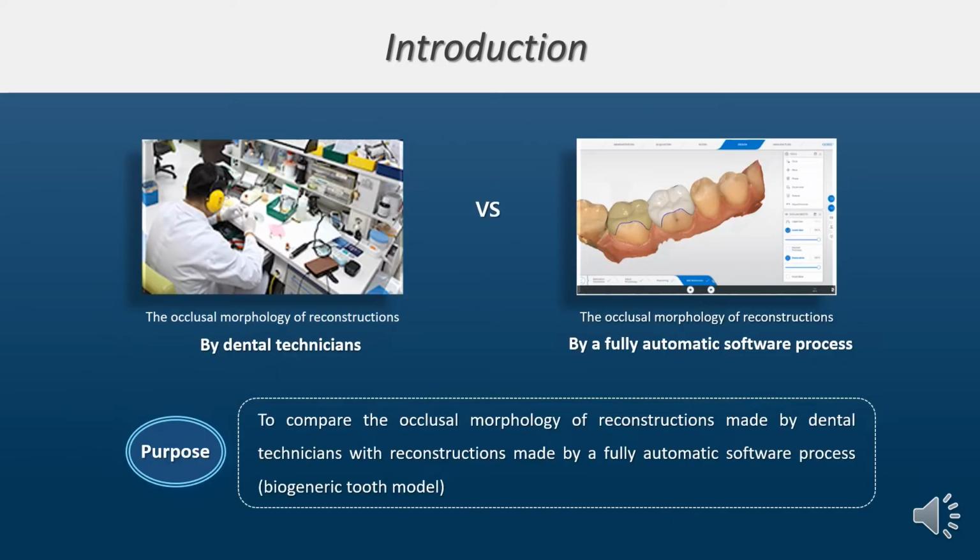So many studies have introduced a biogeneric tooth model which is able to assume an entire occlusal surface based on a 3D data library of hundreds of scans of intact human posterior teeth. However, the question still remains whether this software can compete with well-trained dental technicians in occlusal designing. The aim of this study was to compare the occlusal morphology of reconstructions made by dental technicians with reconstructions made by the biogeneric tooth model.